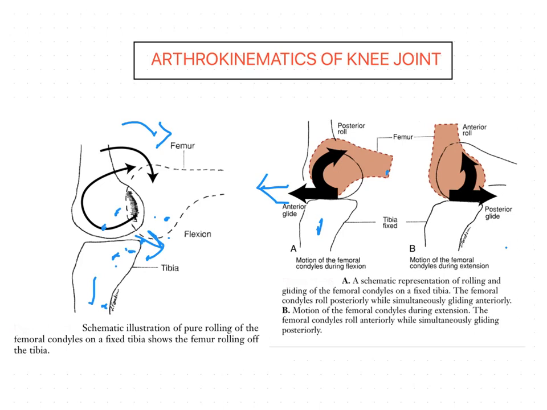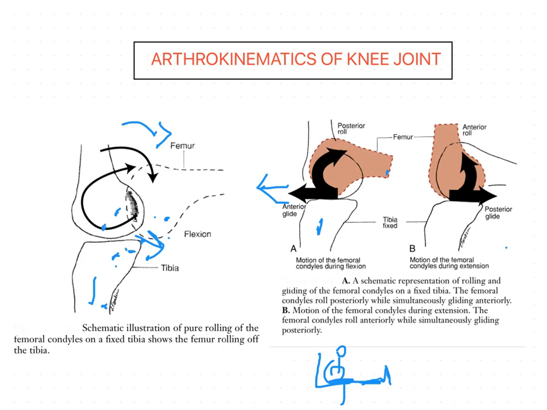The tibia is also capable of moving on a fixed femur. For example, during a seated knee extension, when we sit on a chair and extend the knee, we are moving the tibia. So the person extends the knee, and the tibial compartment moves on a fixed femur. When the person is sitting, the femur is fixed.